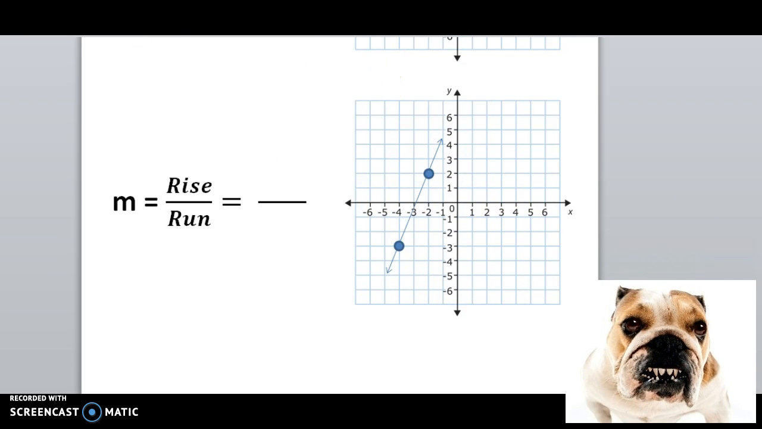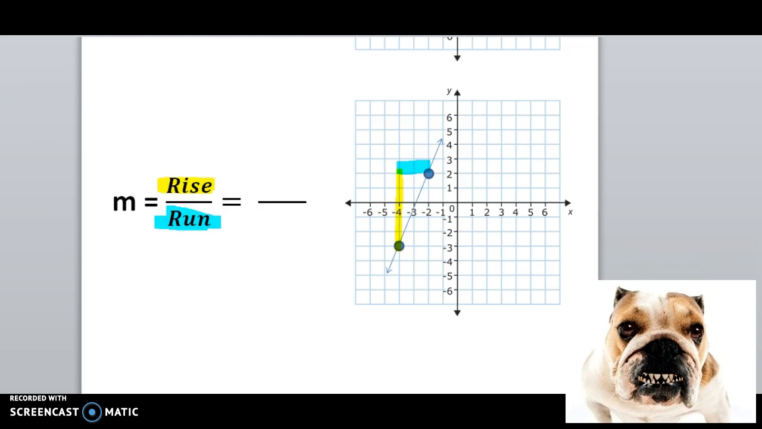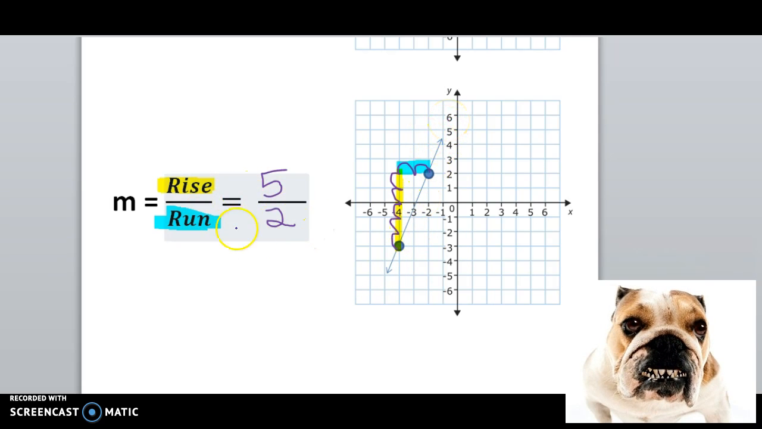And in this next example, I'm going to highlight my rise. And I'm going to highlight my run. Therefore, my slope is going to rise 1, 2, 3, 4, 5. And my run is 1, 2. The line goes up, therefore it's a positive slope, so I can just leave my slope as 5 over 2.